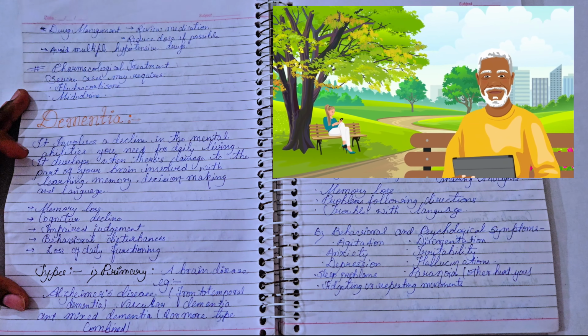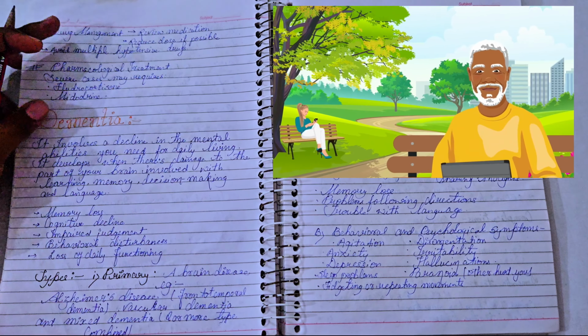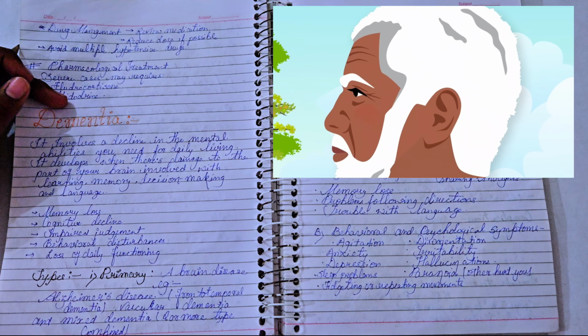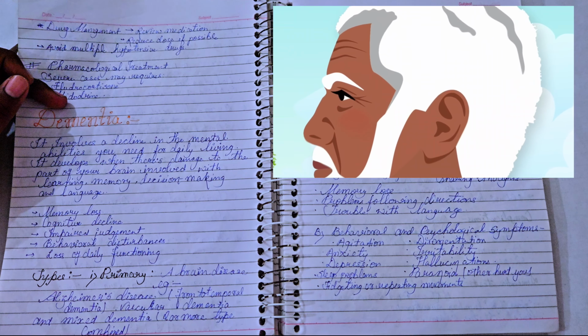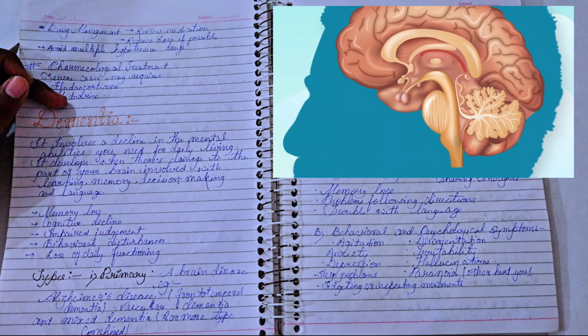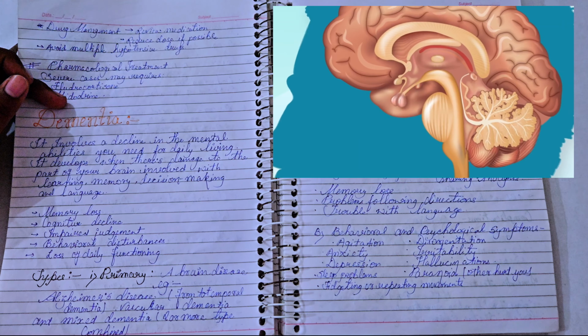So let's introduce that. It involves a decline in the mental abilities you need for daily living. It develops when there is damage to the part of your brain involved with learning, memory, decision making, and language.